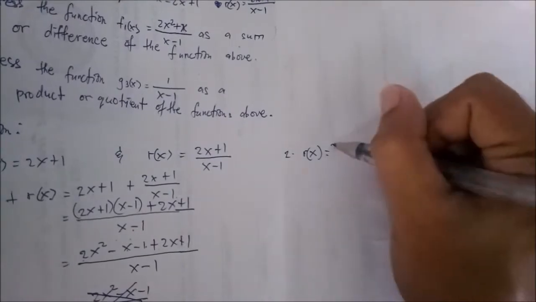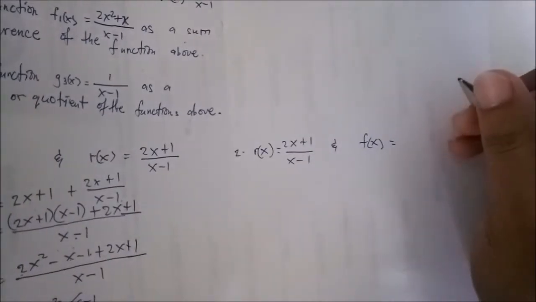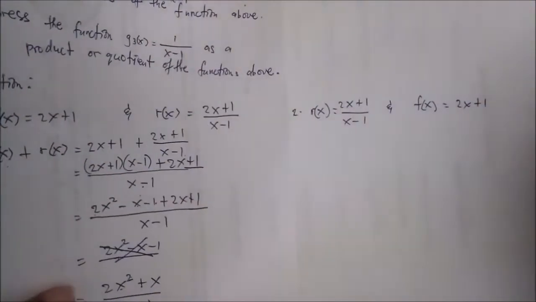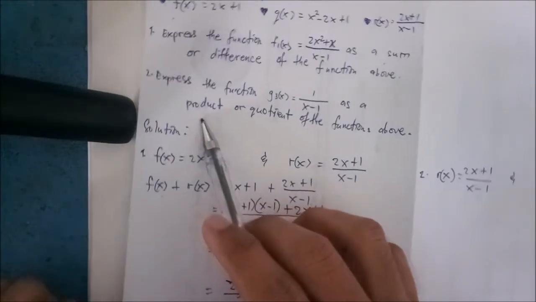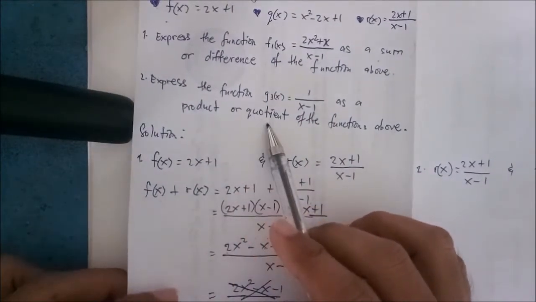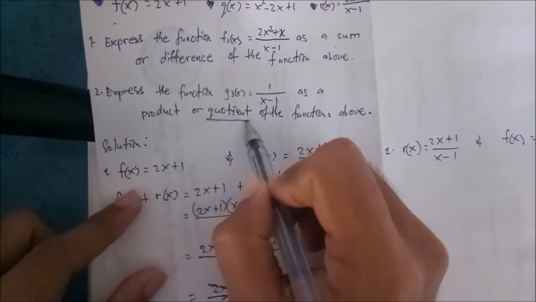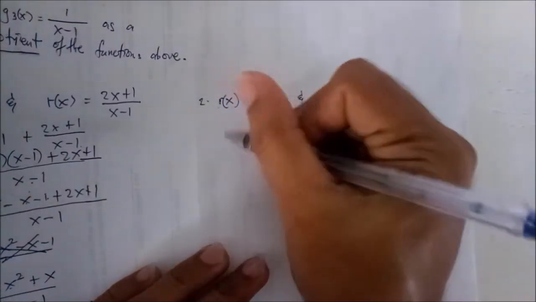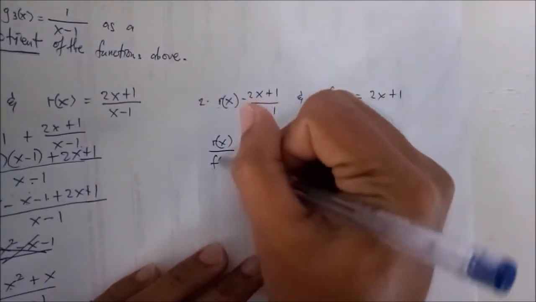The value of r of x is (2x plus 1) over (x minus 1). The value of f of x is 2x plus 1. So what operation will you use? Product or quotient? I will choose the quotient, which is the divide operation. So you will divide r of x by f of x. So r of x divided by f of x.